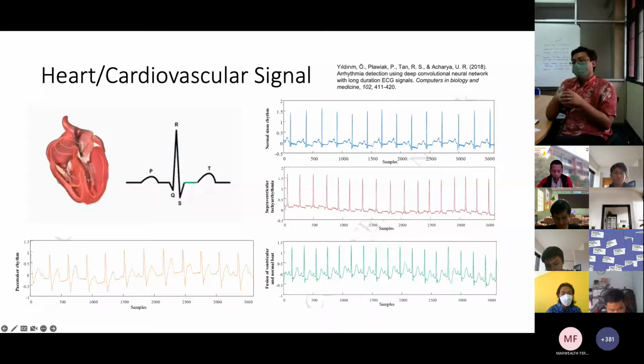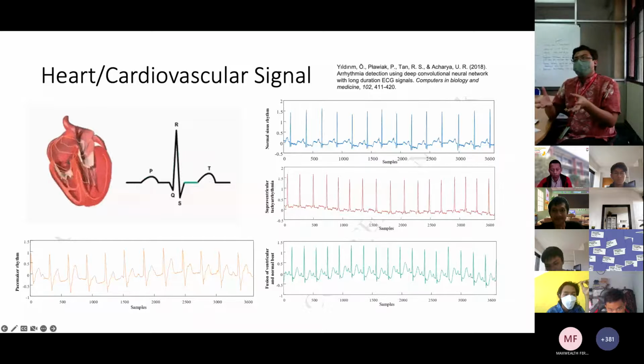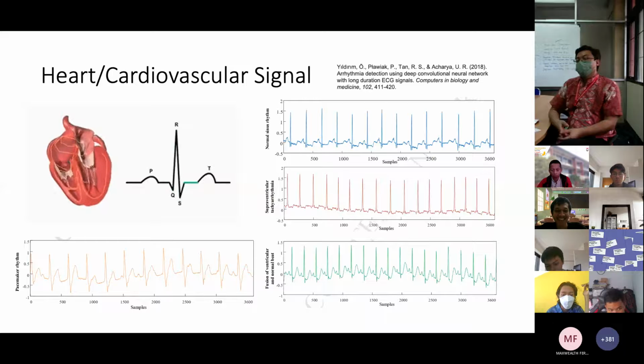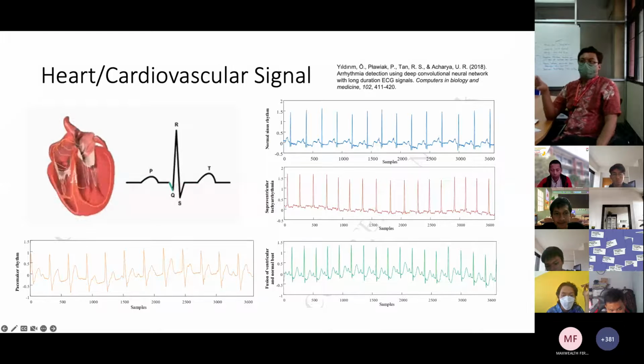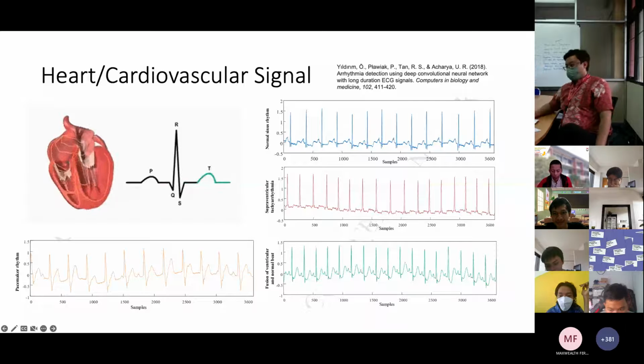So from the ECG, we can observe that several samples of the heartbeats have a difference. From this one, we can observe the arrhythmia. So then we need to detect which one is normal or which may have arrhythmia in their body.